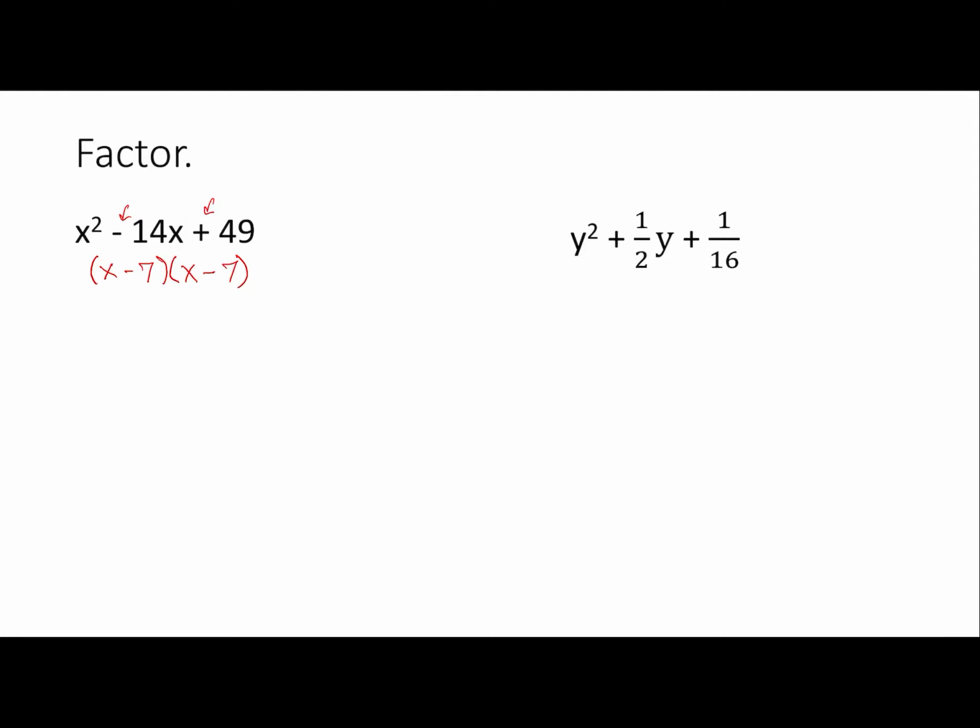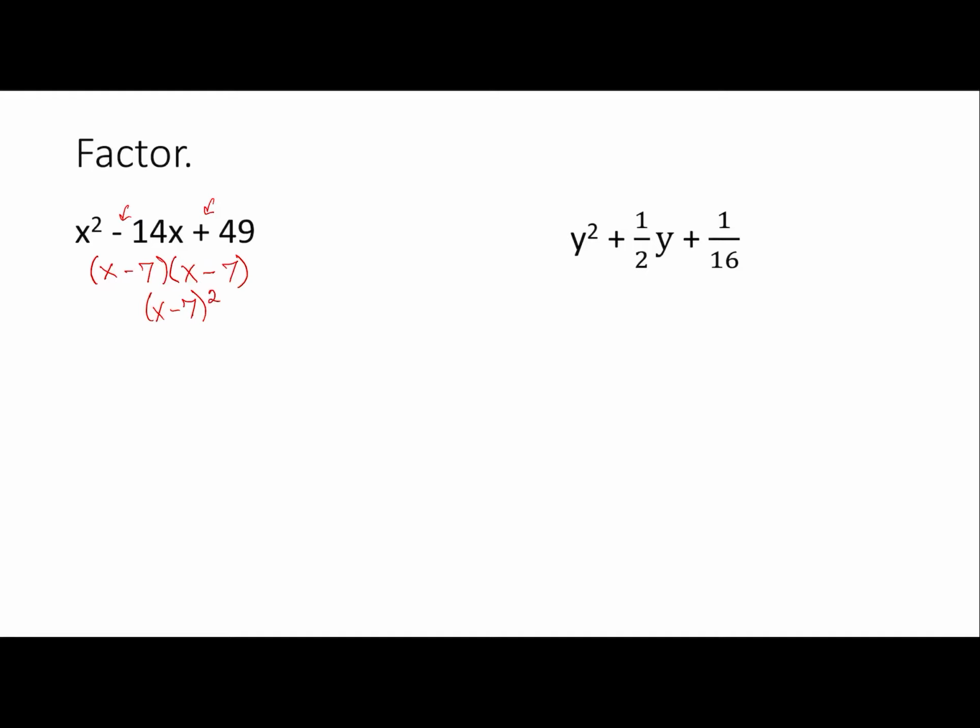So x minus 7 times x minus 7, if we quickly distribute it out, is x squared minus 7x adds to the negative 14x, and then a plus 49 because a negative 7 times a negative 7 is a positive 49. We can also write this as x minus 7 quantity squared because this is a perfect square trinomial. It can be written as a binomial squared.